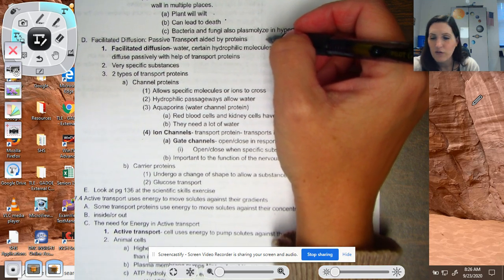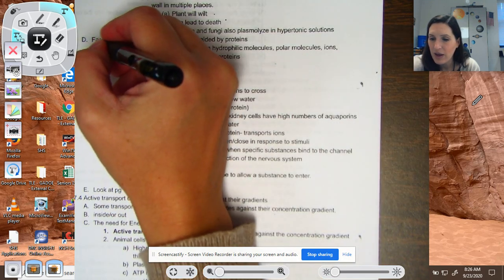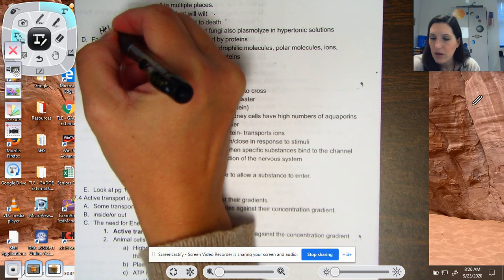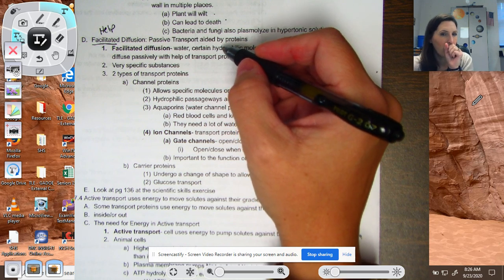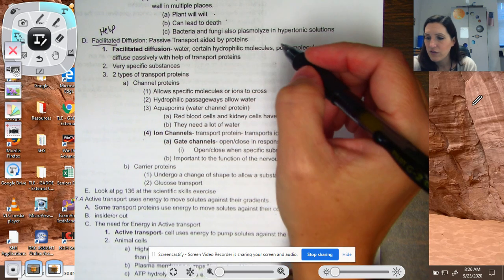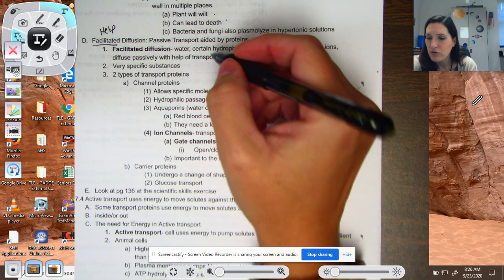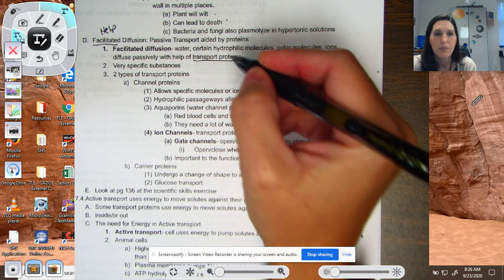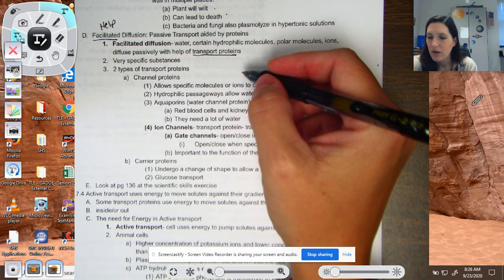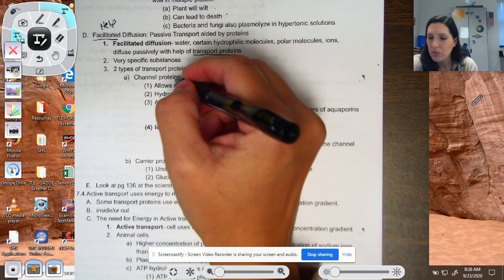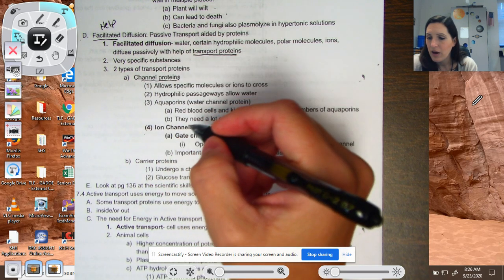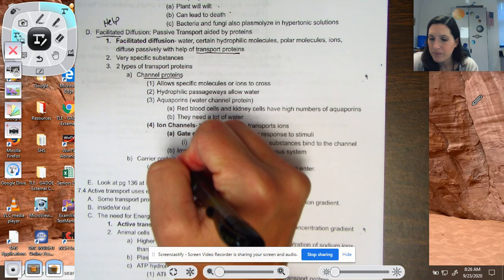Okay, facilitated diffusion. So facilitate means to help. So this is another form of passive transport, which means I'm going from high to low concentration, going with the concentration gradient. Facilitated diffusion is going to use a transport protein to help move something in. It's very specific substances, and there's two parts, a channel protein and a carrier protein.